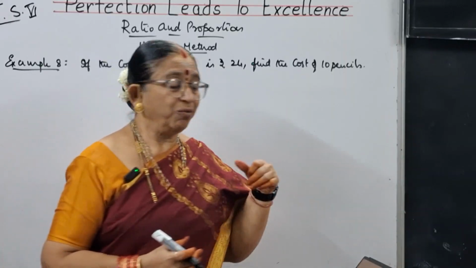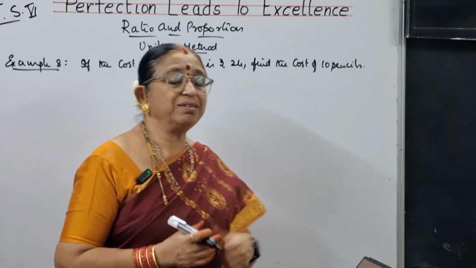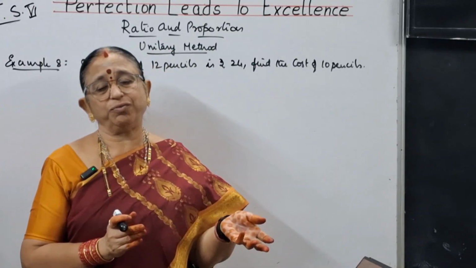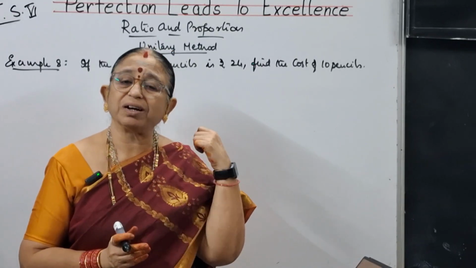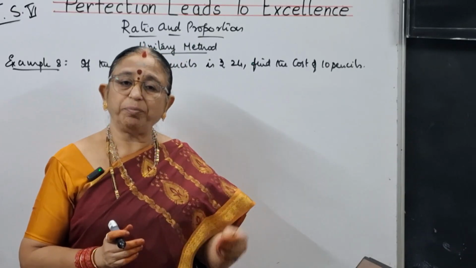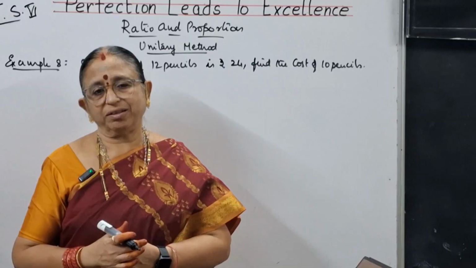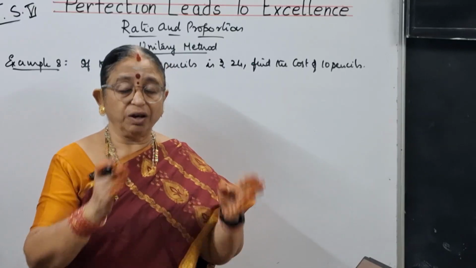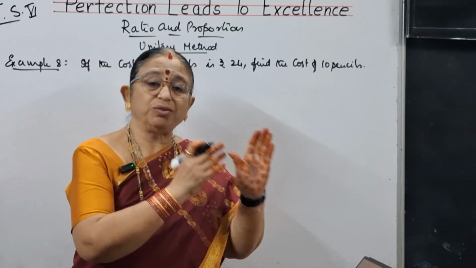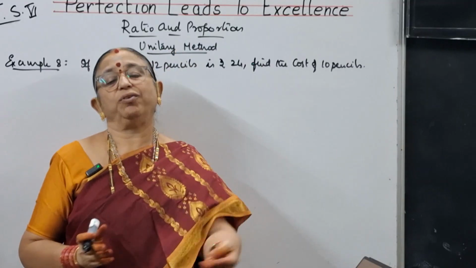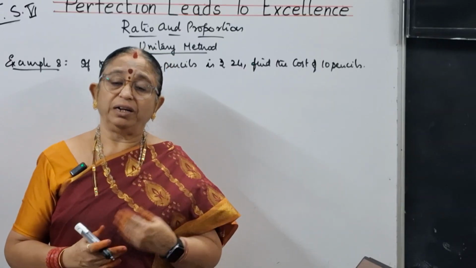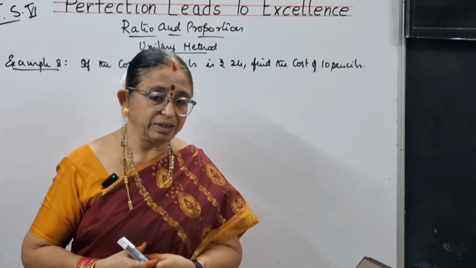In this problem, what did they say? 12 pencils, they said at 24 rupees. So since the 12 pencils are costing 24 rupees, you should find out what is the cost of one pencil. After knowing one pencil, multiply it by 10, you will be getting the answer. So this kind of solving the problems are called unitary method. Means you are converting that into single unit and then you are multiplying it with the number which is given in the problem to get the answer.